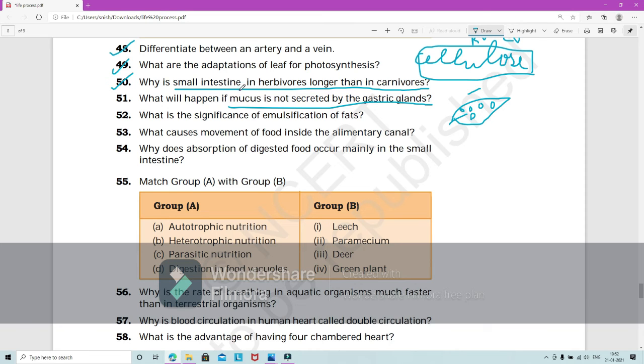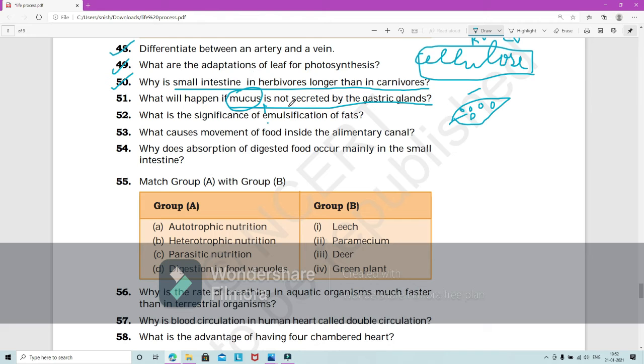Firstly, what is the function of mucus? In our stomach, we have HCl, right? What is the use of HCl? It will promote the use of pepsin, and also it will kill the bacteria. And also there is possibility that HCl damages the inner walls of the stomach. So to prevent any kind of hurt or damage to the stomach, we have mucus. The inner wall is lined with mucus.